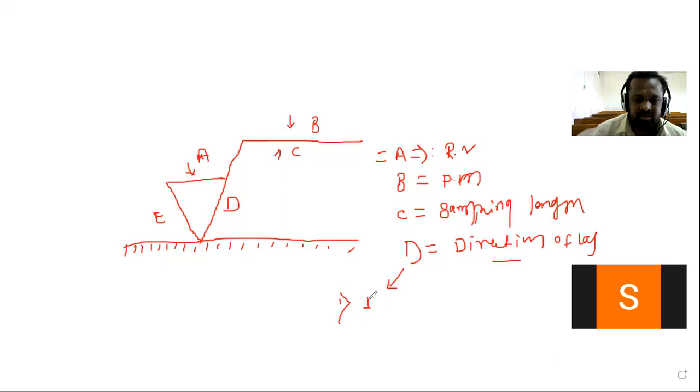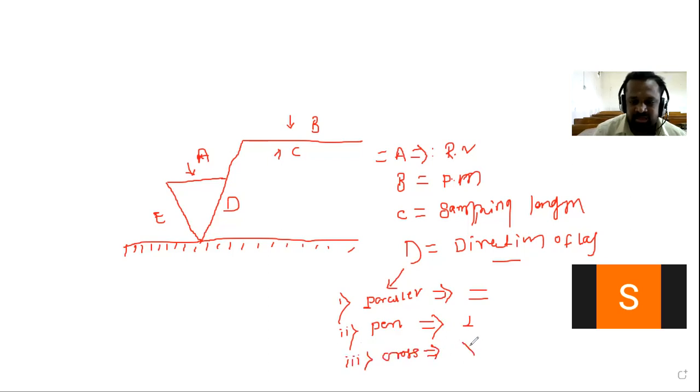Parallel. Then what is the symbol for the parallel? Just we have to draw two parallel lines. Then next, perpendicular. Then the symbol for the perpendicular will be like this. Then crossed, and the symbol for crossed is the X.